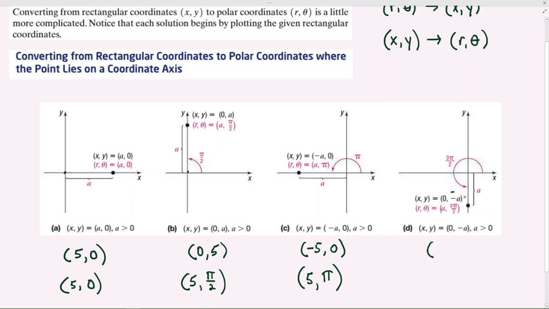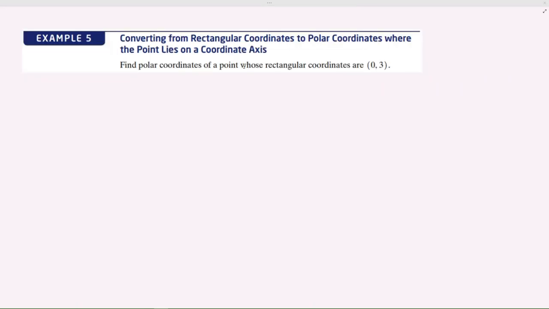And over here, if we go below the x-axis and we're on the y-axis, that would be like 0, negative 5. And again, the distance we're going is 5, but the direction angle is given to us by 3 pi over 2. Okay, so we've got rectangular coordinates here of 0, 3. That 3 is going to be up along here, where the angle is pi over 2. And it's 3 units away, so 3, pi over 2 is the polar coordinates that match.